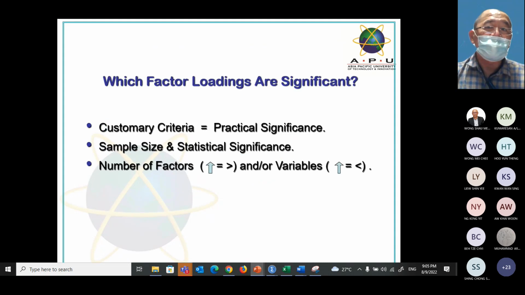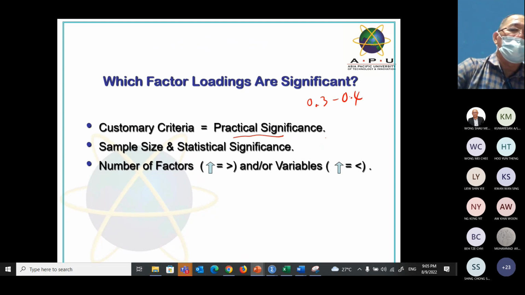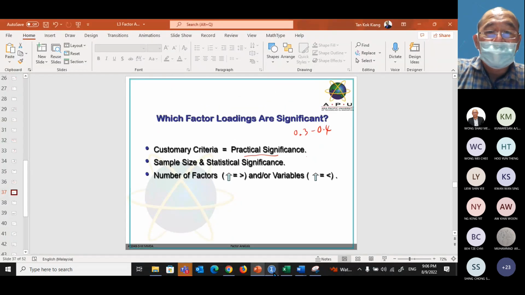Now we see which factor loadings are significant. We got a few factors here to consider. So practical significance, this one we discussed a bit just now. Minimum 0.5, but here practical significance based on the guideline is 0.3 or 0.4. Means 0.3 also is considered good. So this is the factor loading. Therefore for us, actually all are quite high already.